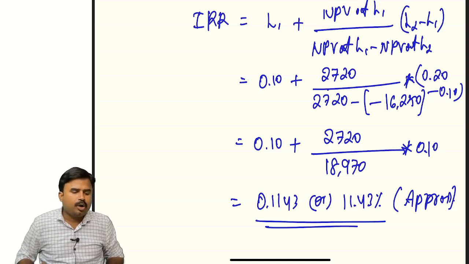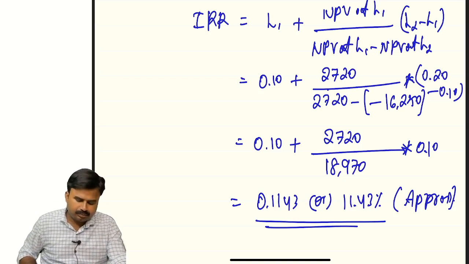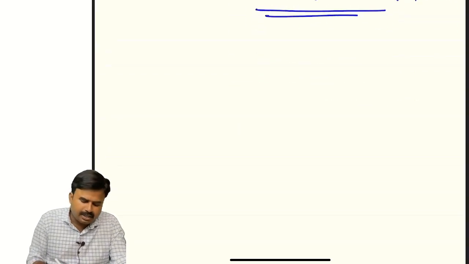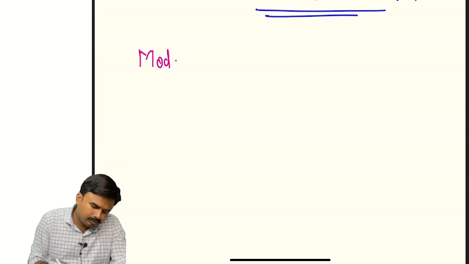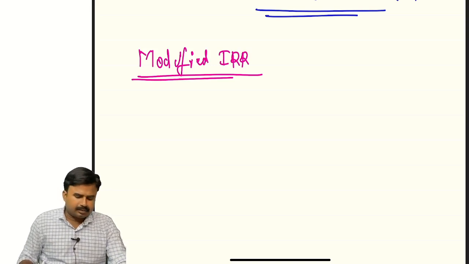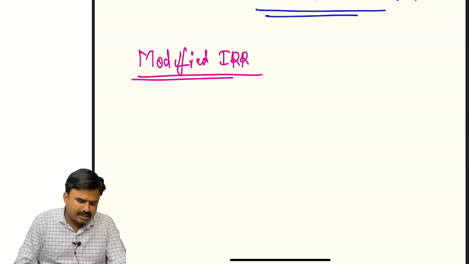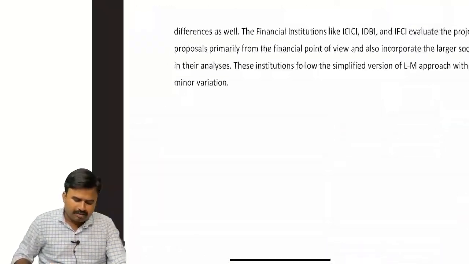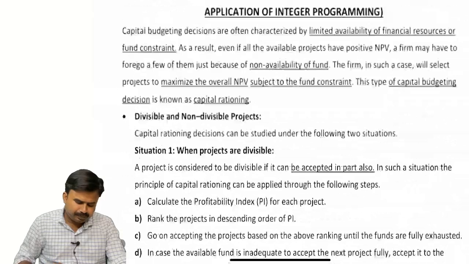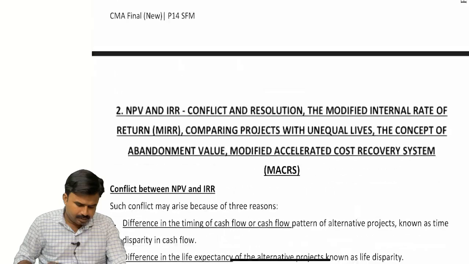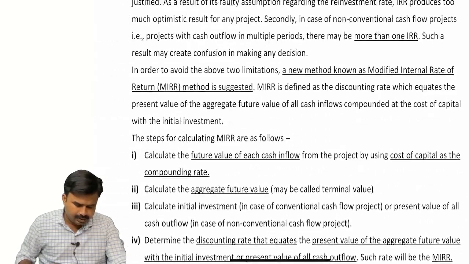With this, we understood how to calculate IRR. Now, my next job is to calculate modified IRR. We need to understand the modified IRR concept. See how to calculate modified IRR. I'll show you the process which is given in the study material. We have a process regarding this modified IRR computation. Here is the process.